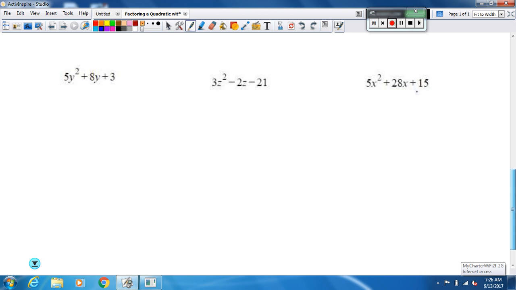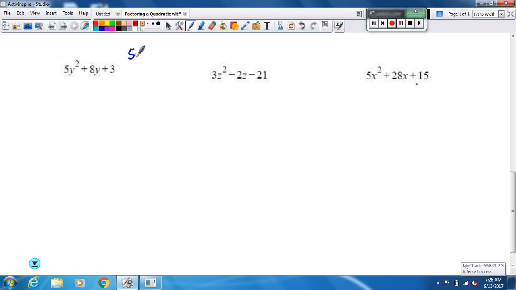So the next one, 5 times 3 equals 15. You want the first times the last number. Okay, this time, look at here. We're adding this time because that's a plus sign. You always look at the last sign to tell you what you're going to do. So I want the factors of 15 that when I add them equal 8. 1 times 15, 3 times 5, there it is.